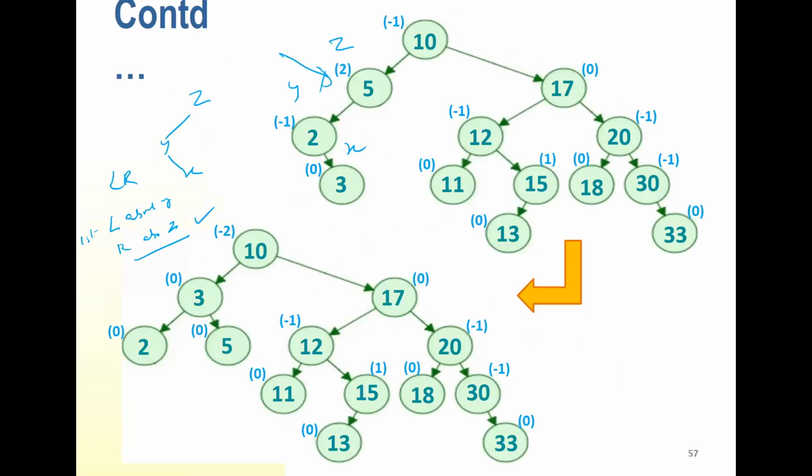Similarly, moving further, once you have performed deletion and applied this double rotation, that is LR rotation, you get this tree. But still, after the rotation, the balance factor of the parent node is still disturbed.